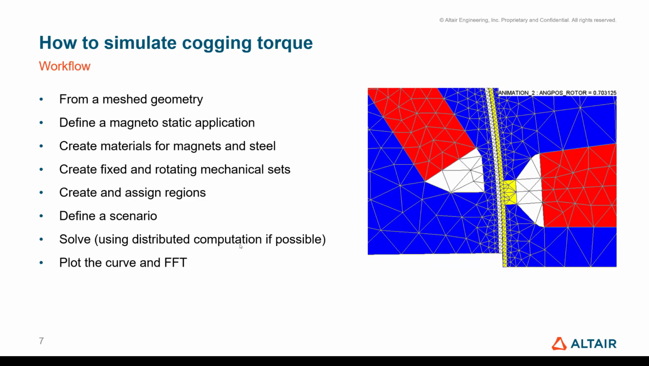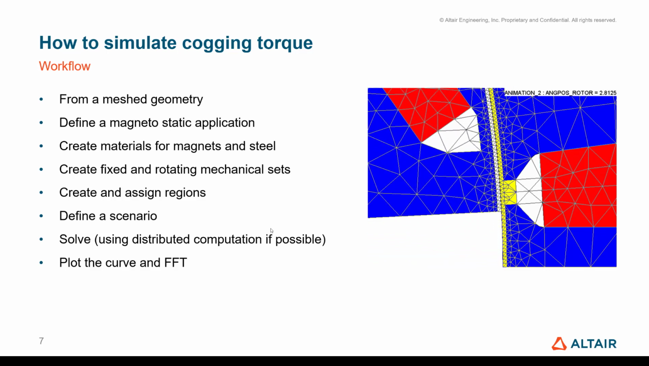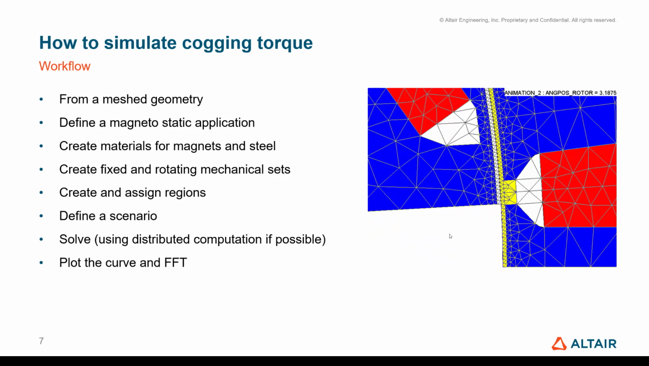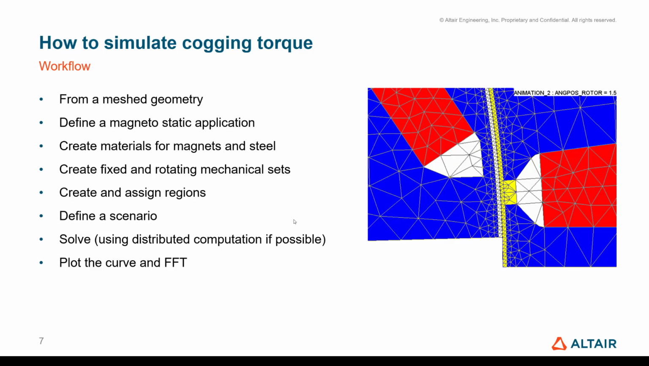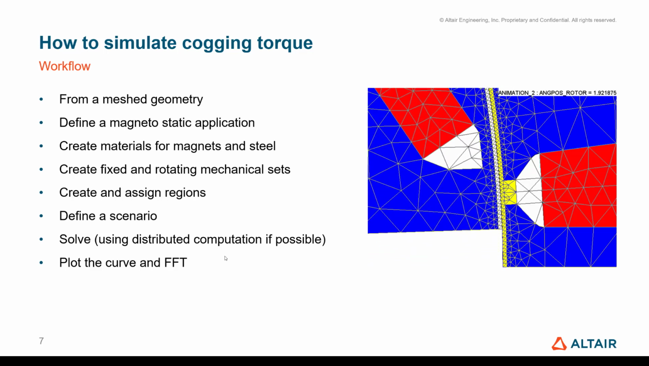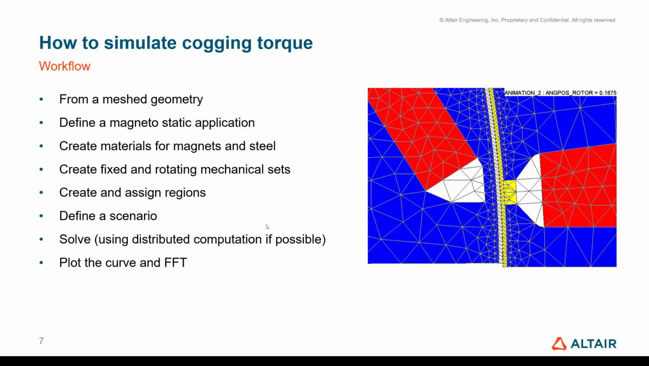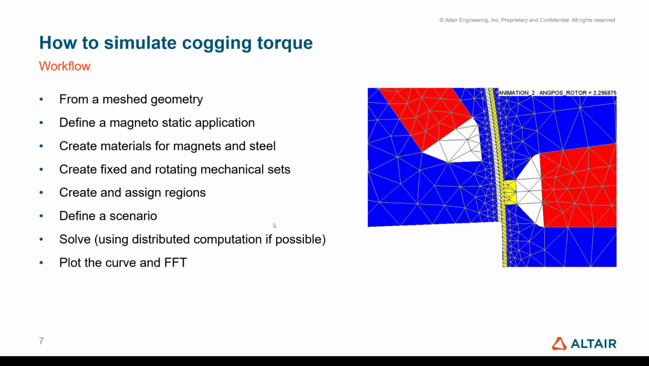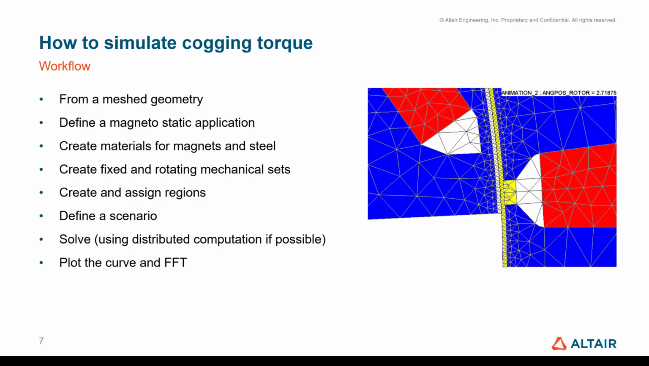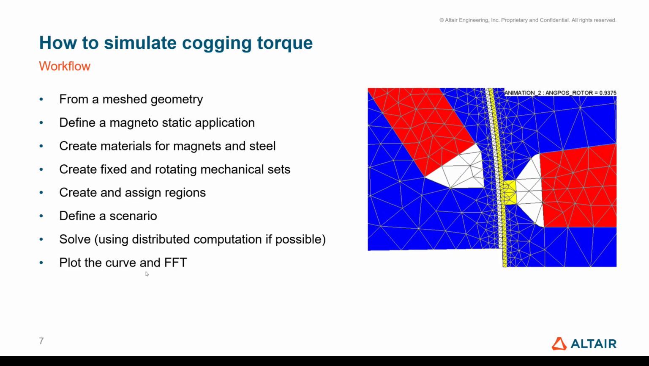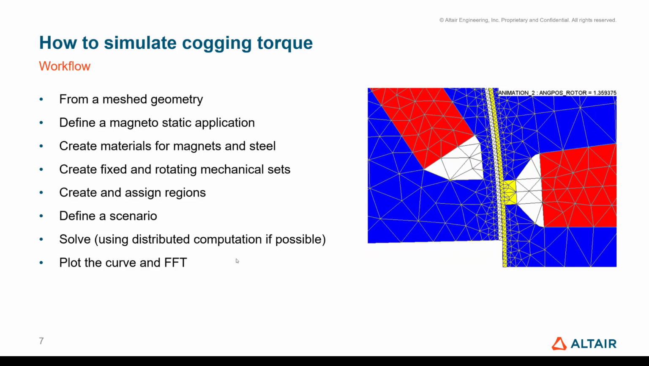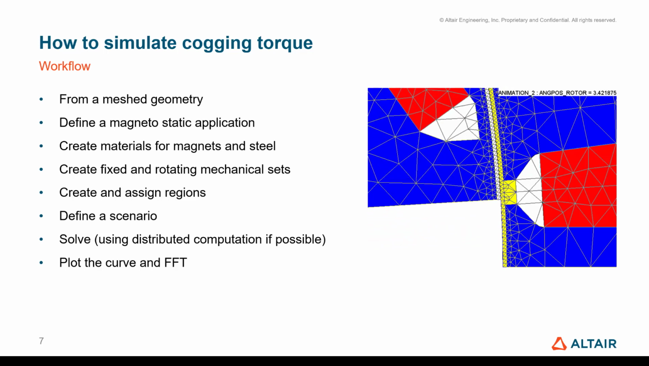Then we can solve. Because if we use magnetostatic, it will be just a list of independent steps. There's no transient happening here. You can solve it in transient, but I would say it can be much faster if you do it in static. So if you solve in static, you can use also distributed computation to run on multiple cores as much as possible and save time. And then once your project is solved, you basically plot the curve of the torque, and you can also do the FFT to get more in depth of the analysis of this cogging torque.